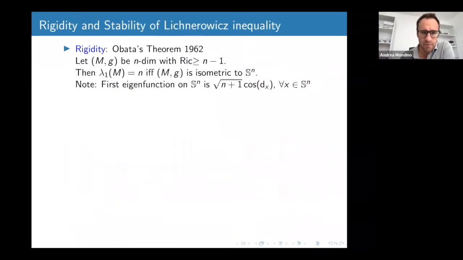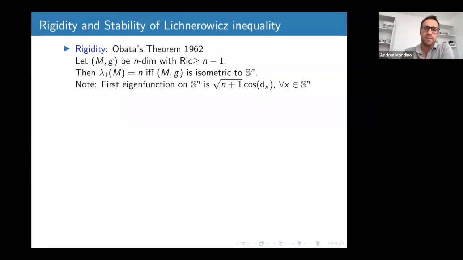And say in the same line of discussion as for the isoperimetric inequality, we can ask about the rigidity and stability questions. So the rigidity was settled by Obata back in '62, and he proved this beautiful statement saying that if the equality is achieved in the Lichnerowicz inequality, then the manifold must be isometric to the round sphere. So if the first eigenvalue of the manifold is equal to n, and the Ricci is bounded below by n minus 1, then the manifold is isometric to the sphere.